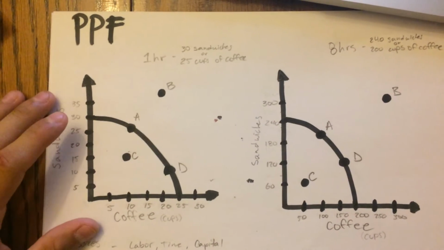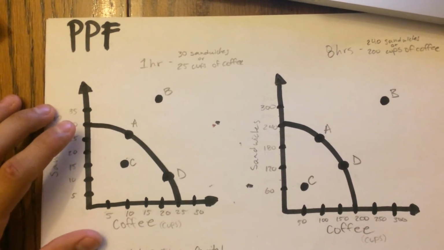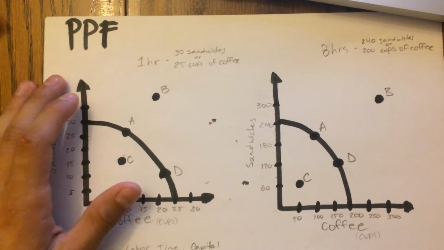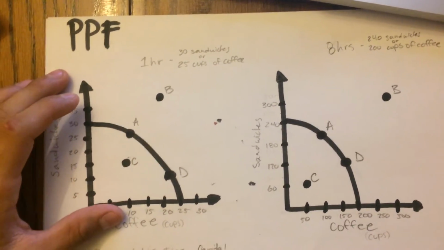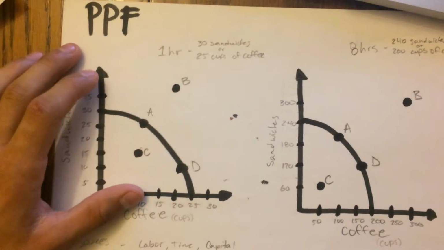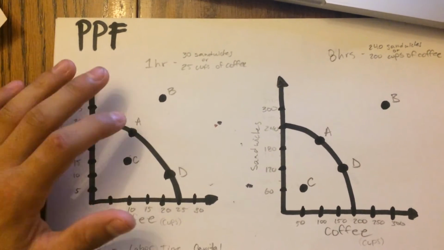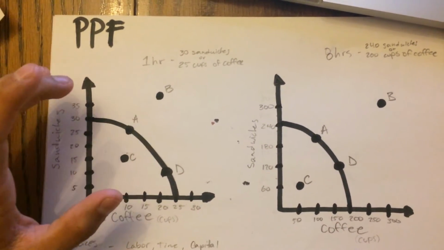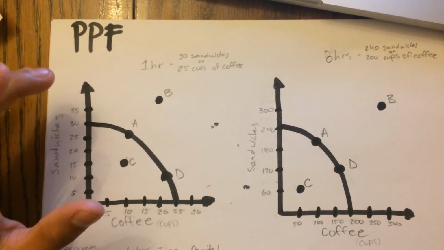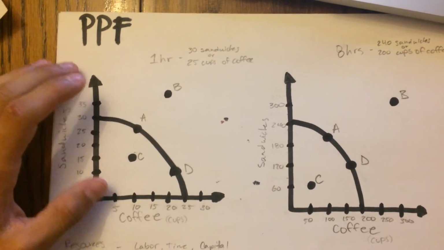Point B is just unfeasible. It is impossible for me to make 35 sandwiches and 25 cups of coffee at the same time when my endpoints are either 30 sandwiches alone or 25 cups of coffee.